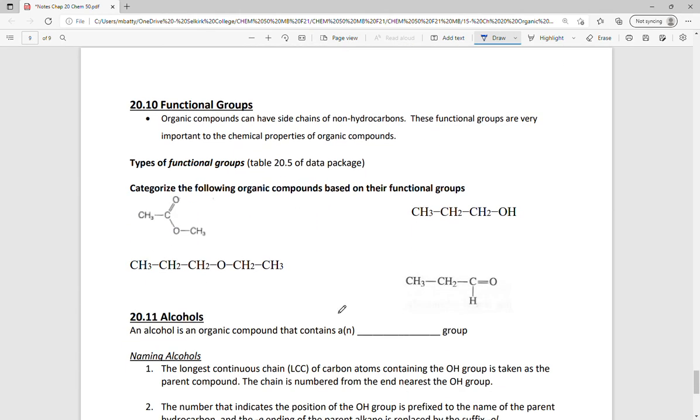But as we talk about biology, these functional groups, organic compounds, can have side chains of non-hydrocarbons. And so the key thing about these functional groups is what makes organic molecules soluble in water. So when you have a functional group, this is how we are carbon-based life forms. We're a water-based, carbon-based life form, right? So these types of functional groups are in your data package. You do not need to memorize them. Even just categorizing these can be useful.